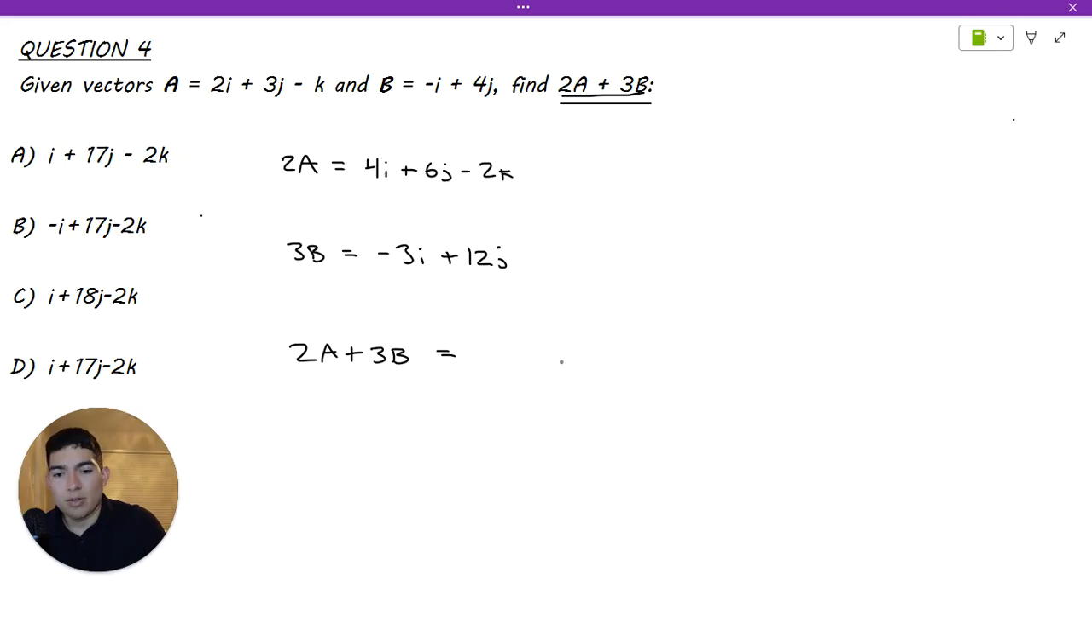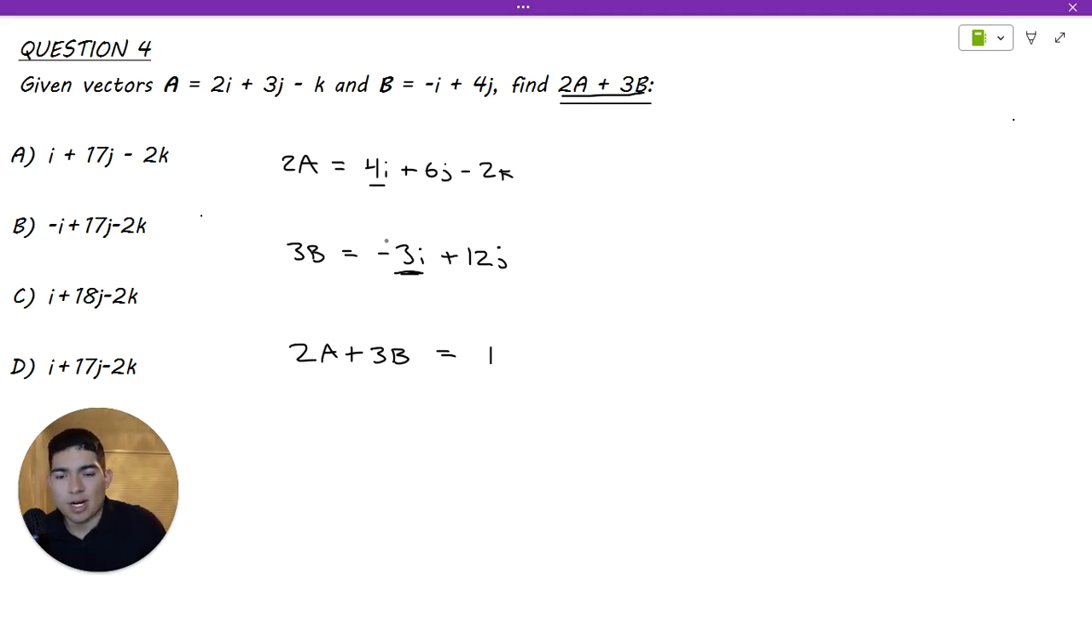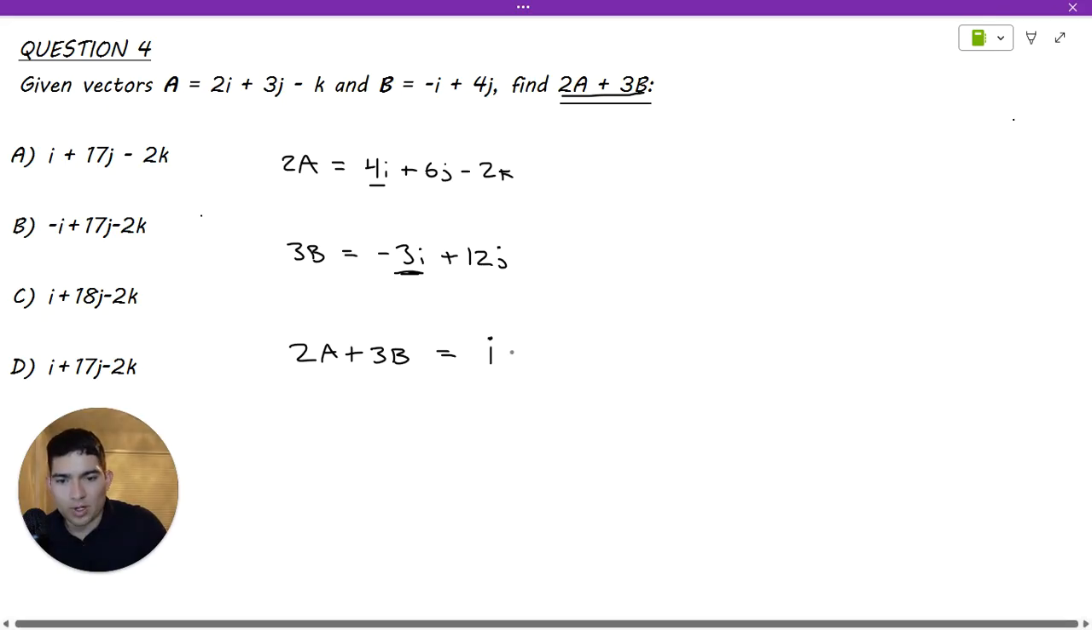So let's go ahead and do that one component at a time. We'll start off with the I components. In this case, it's going to be these right here. So if we start off with 4 and we add a negative 3, we're just going to get 1. So I'll just write down 1i there.